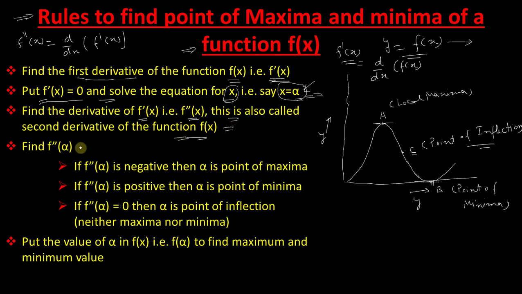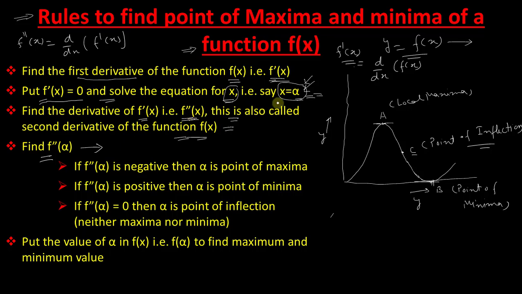The second thing is to find f dash alpha. First we took the derivative of the function, f dash x, put it equal to 0, and solved for x. We get some value alpha. Now we have to check whether it is a point of maxima or minima. For that we have to take the second derivative, the derivative of the derivative, which is denoted as f double dash x.